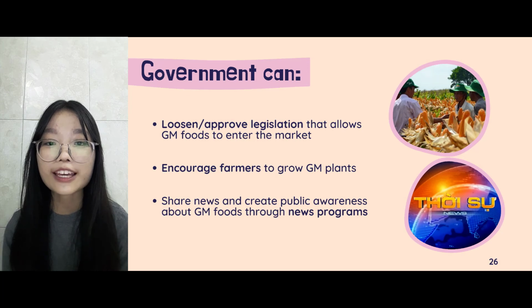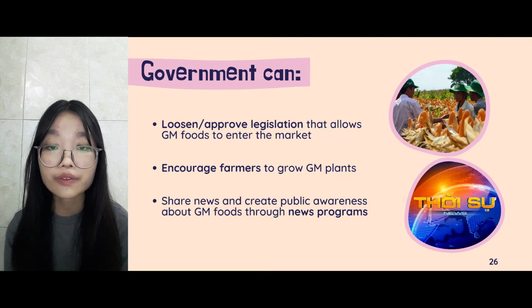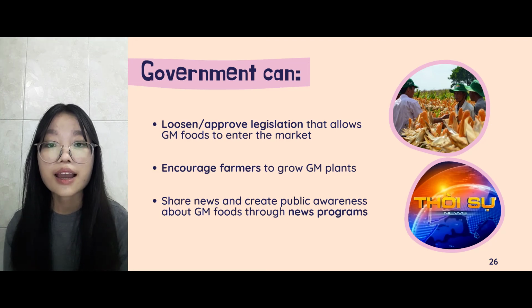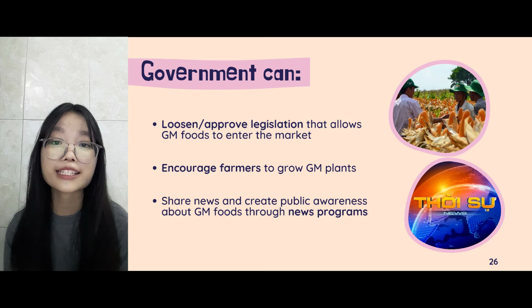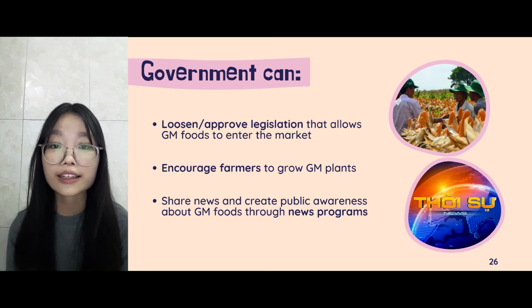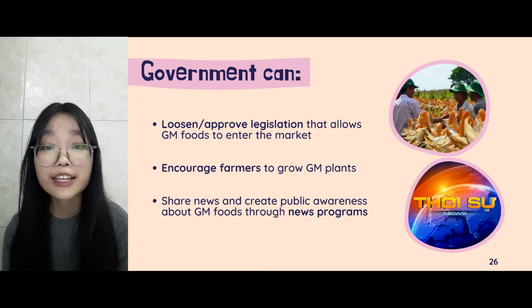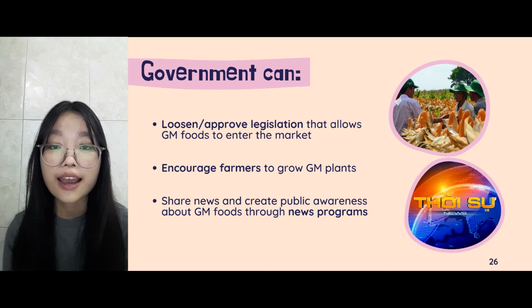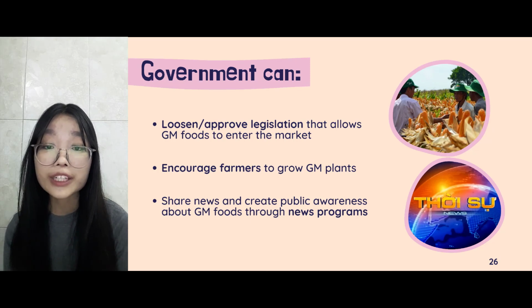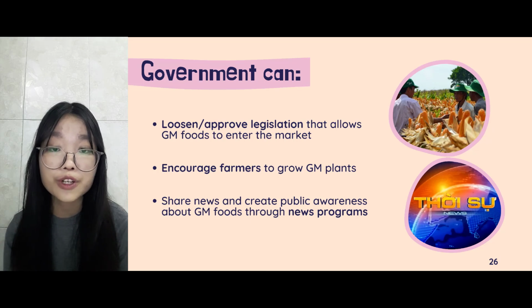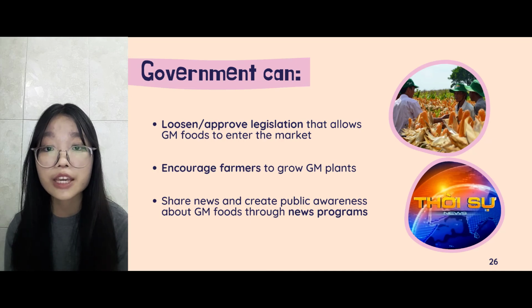Government can also play an important role to encourage the consumption of genetically modified foods. First, to encourage the public to consume GM foods, government can approve or loosen legislation that allows GM foods to enter the market. In developing countries, they are increasing through legislation and opening the door to research and commercialization of GMO crops. As a result, the market for GMO crops in these countries is expanding.